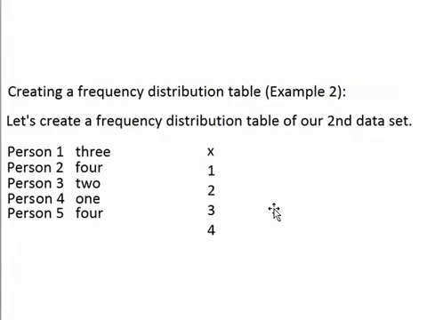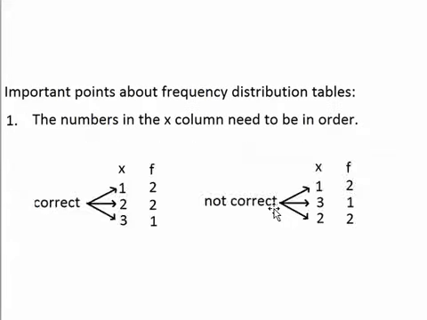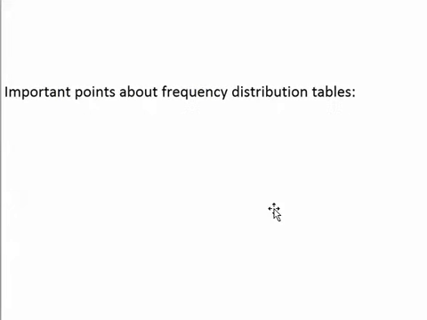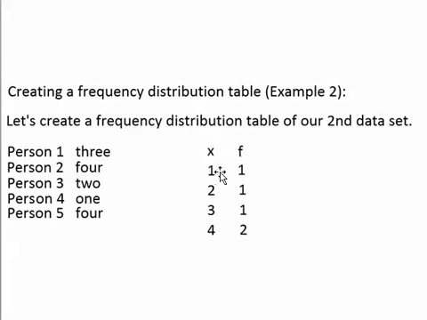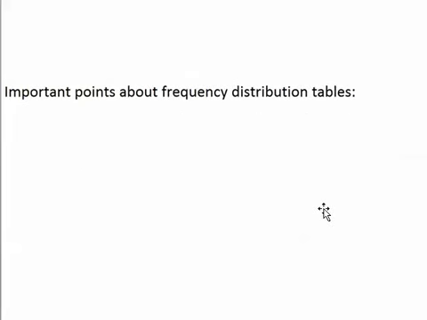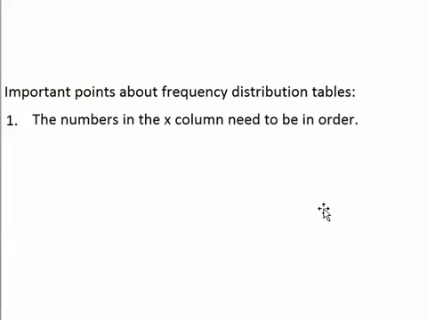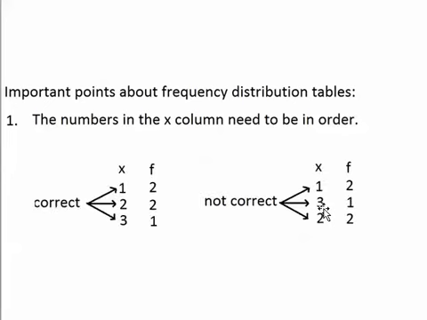This would be the table for our second data set showing the number of times that each of these 4 values appeared. Here's one important point. The values in the X column are written in order, like 1, 2, 3, because if they're out of order, it doesn't look organized and it's difficult to read.